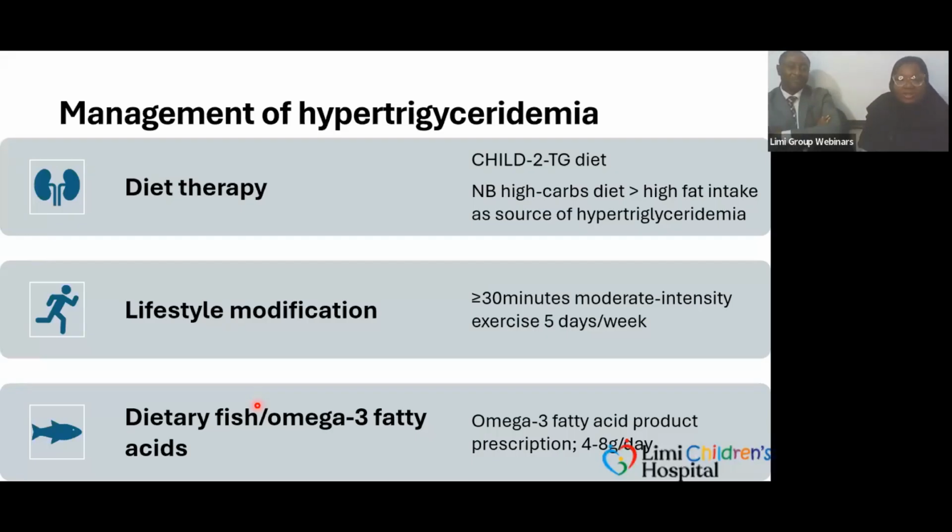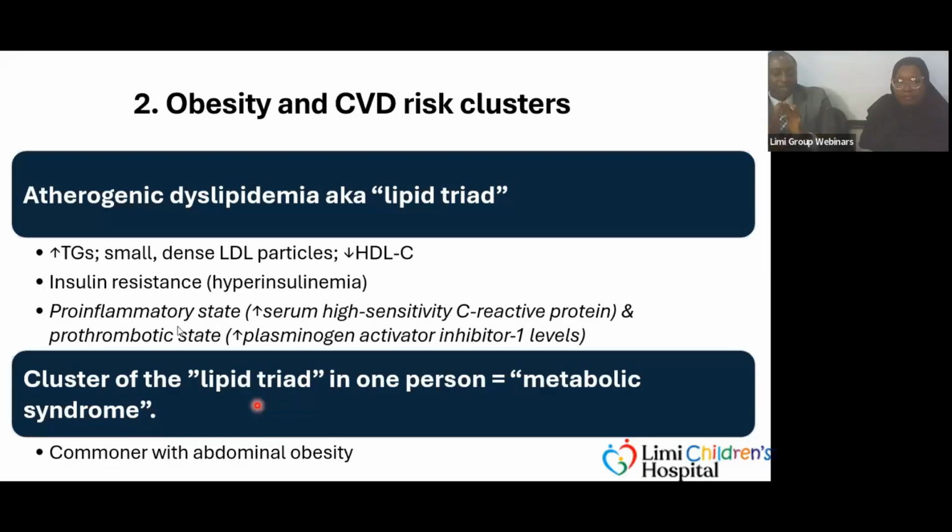Then lifestyle modification, and that's exercise. It says greater than or equal to 30 minutes of moderate intensity exercise 5 days per week. When we are prescribing exercise, we are not just saying go and do exercise. You have to be specific about the intensity and the time, as we do when managing obesity. Then dietary fish intake: you can tell them to increase their fish intake, but when you think you need supplements, we can prescribe 4 to 8 grams per day of omega-3 fatty acid.